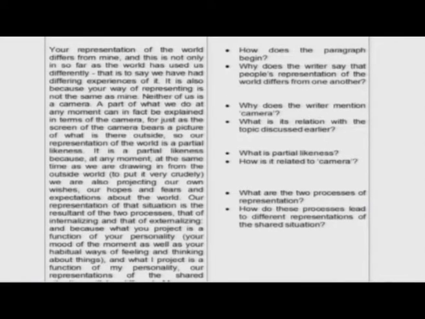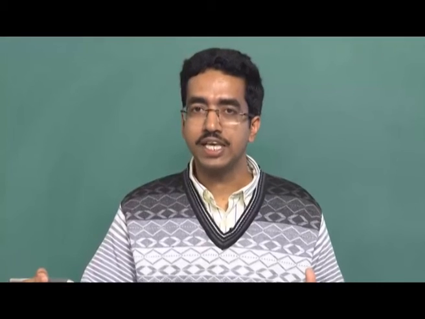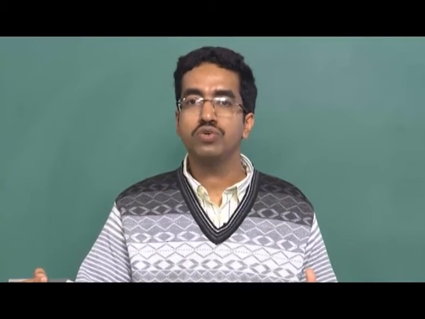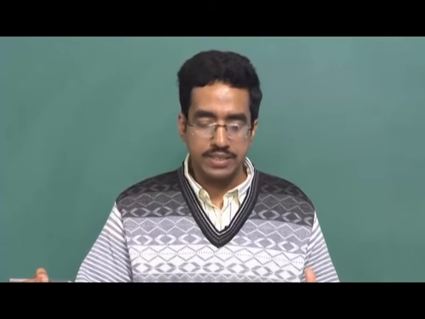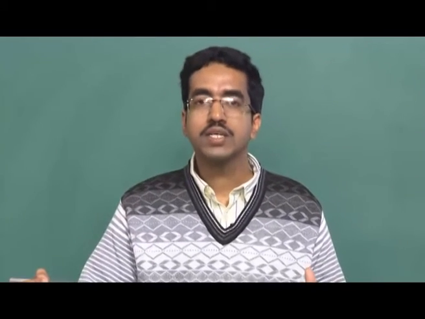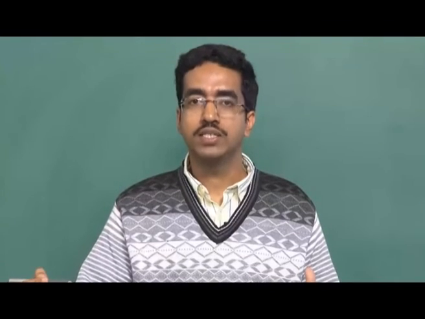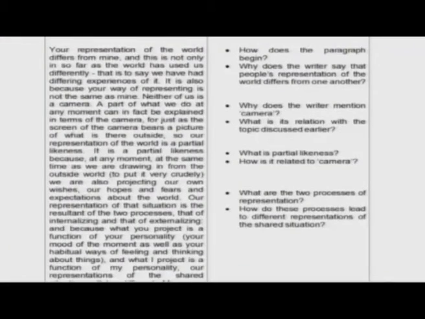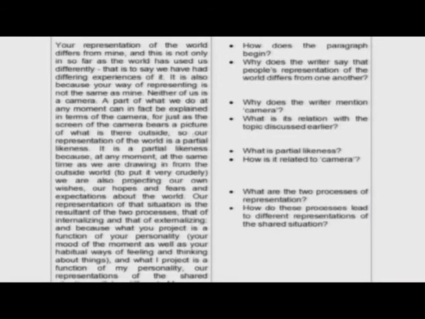First, the writer says neither of us is a camera. So, it is not like it is something out there and you capture it as it is. So, that is not going to happen. But then the writer says in some other aspect we are like a camera. How? See, the screen of the camera bears a picture of what is there outside, but that is not an exact replica. So, it is only a partial likeness.